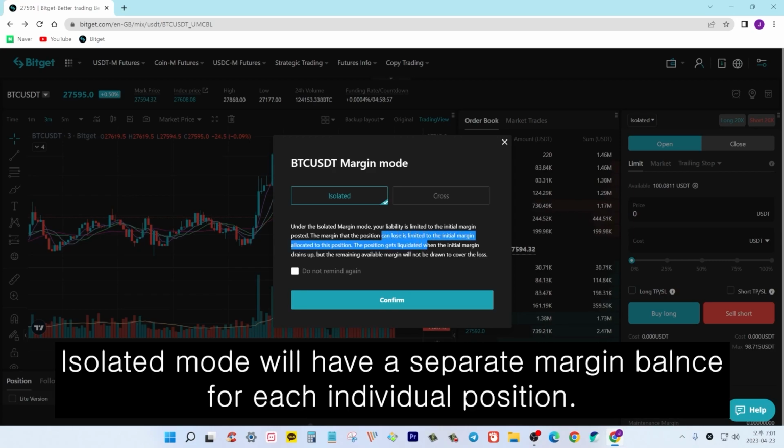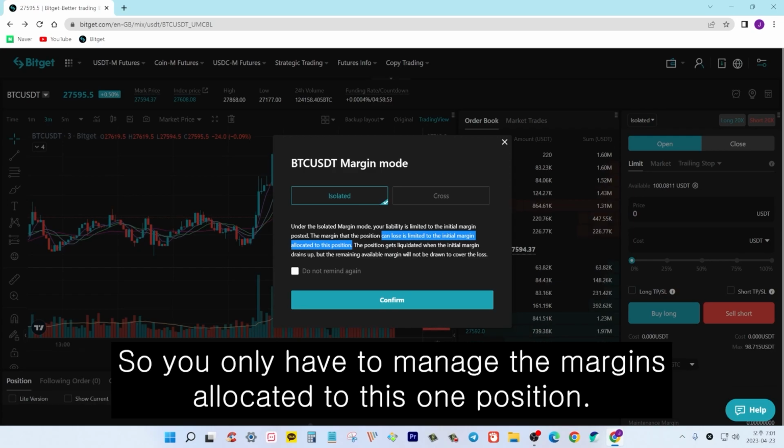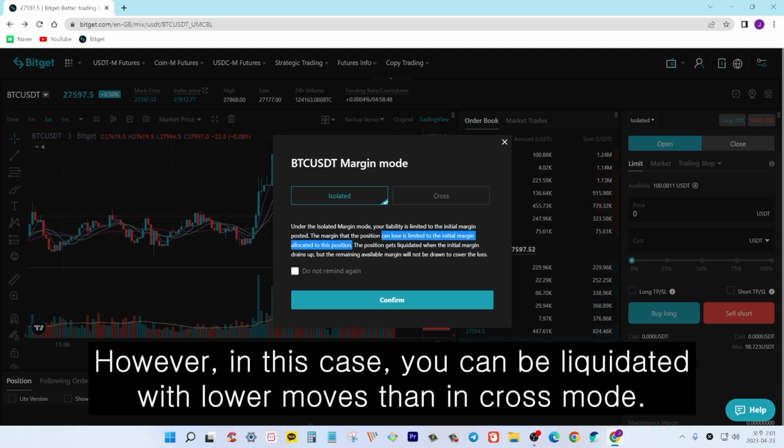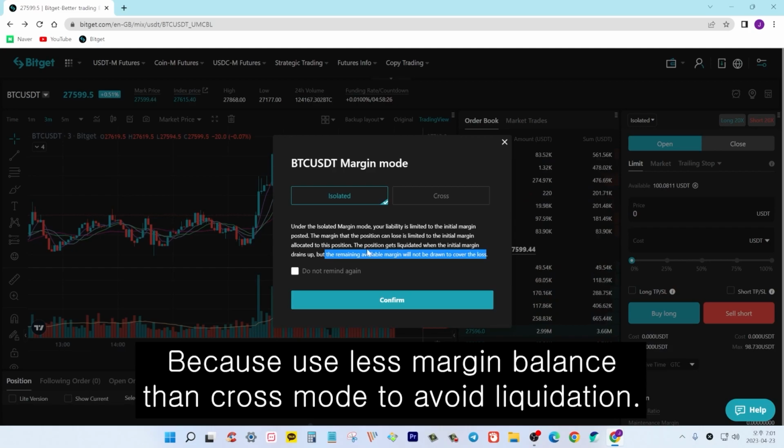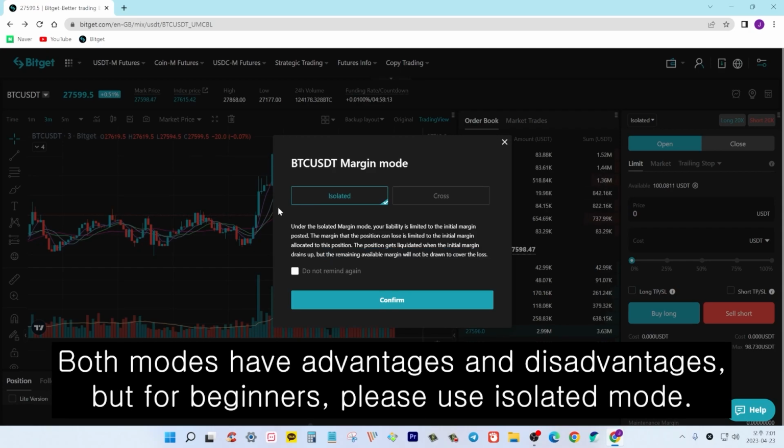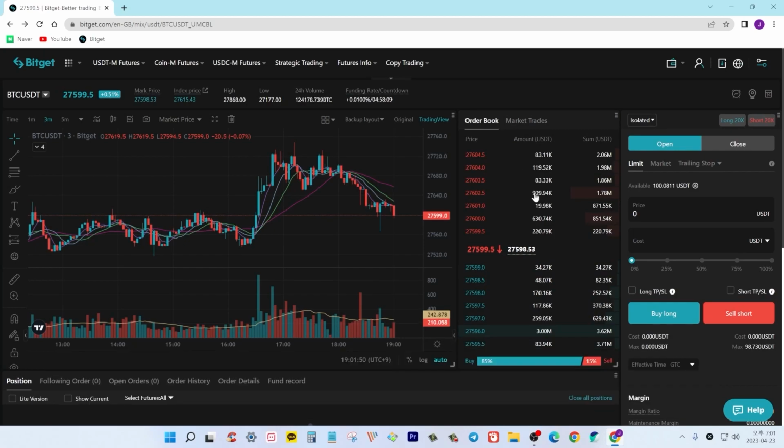Isolated mode will have a separate margin balance for each individual position. So you only have to manage the margin allocated to this one position. However, in this case, you can be liquidated with smaller moves than in cross mode, because you use less margin balance than cross mode to avoid liquidation. Both modes have advantages and disadvantages, but for beginners, please use isolated mode.